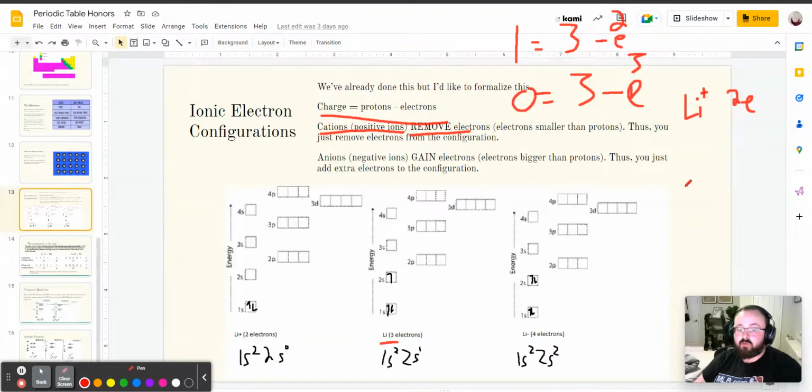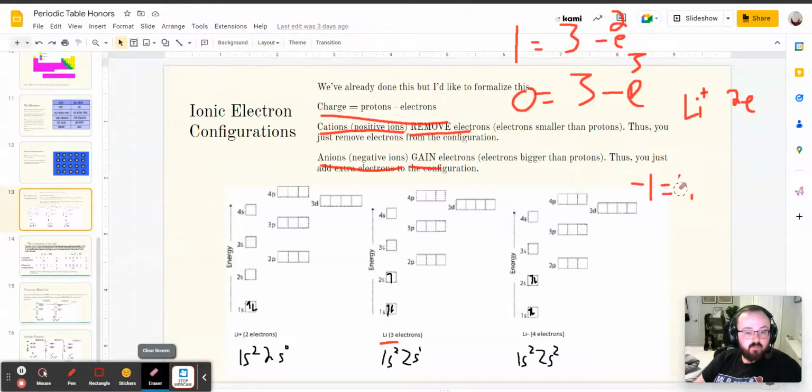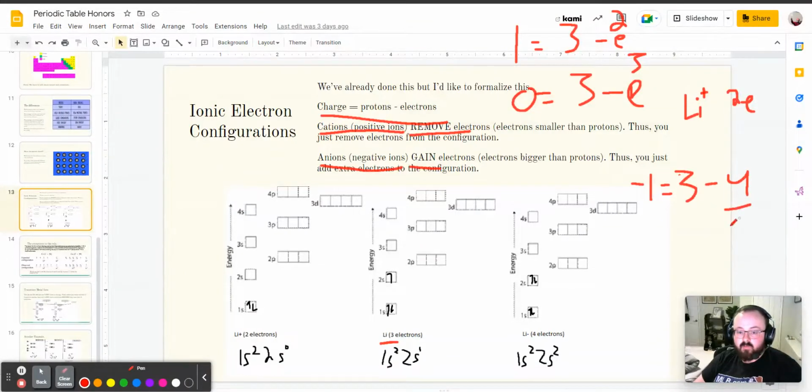The opposite is true for an anion, or a negative charge. A negative ion has to gain electrons. Because electrons are negative, you're adding a negative to make the charge more negative. So if our charge is -1, well, lithium always has 3 protons, so it's 3 minus 4. Now there'll be 4 electrons to get to a charge of -1.